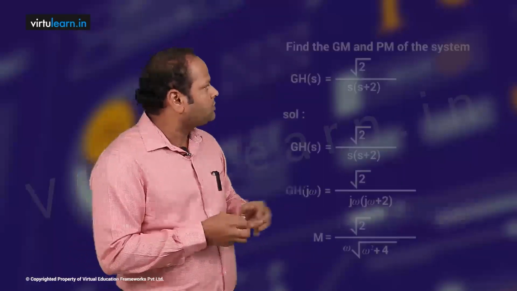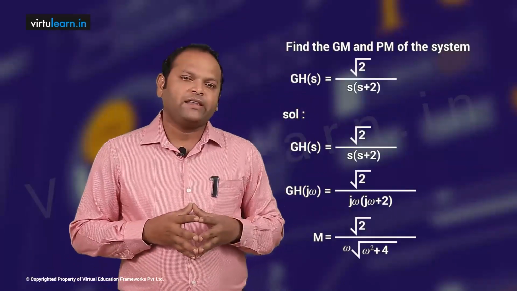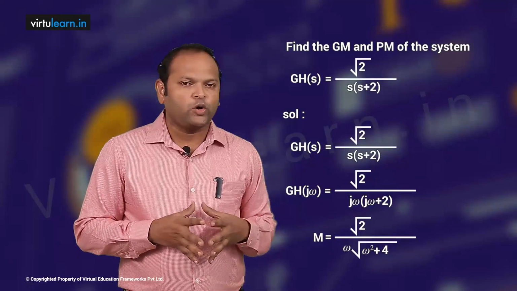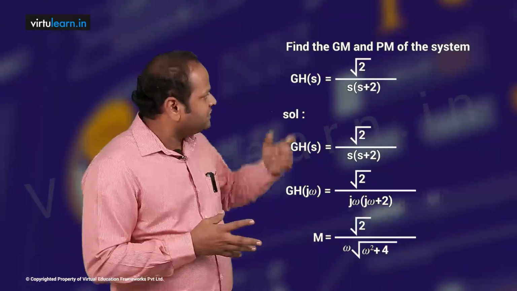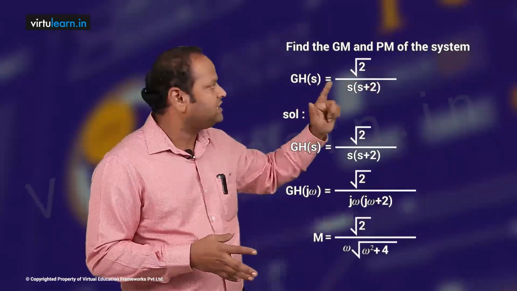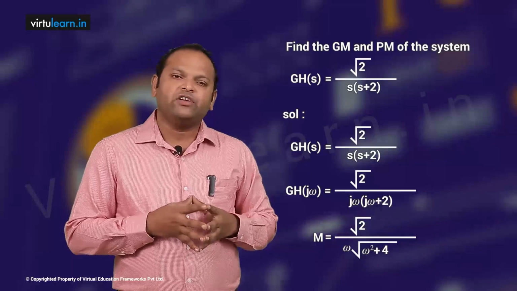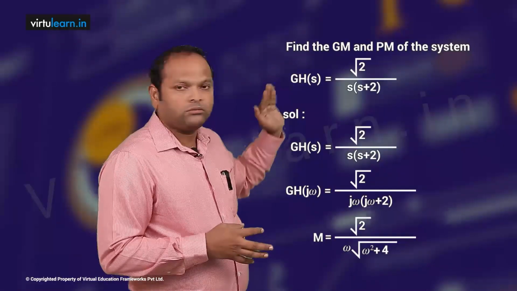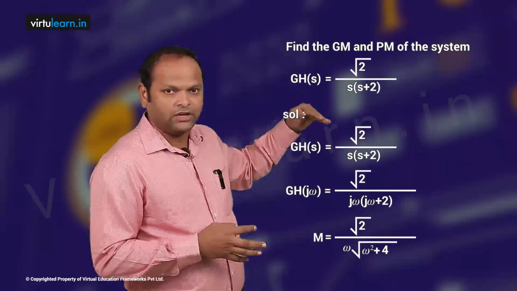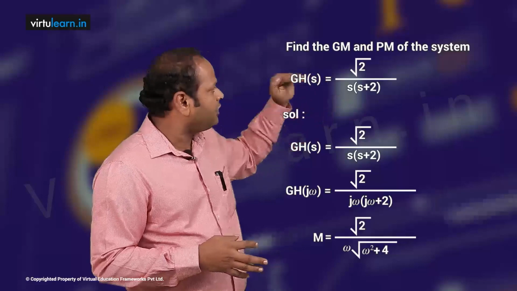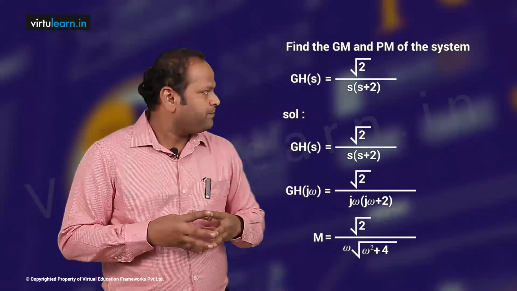Similarly, we look at another problem. The problem statement goes like this. Find the gain margin and phase margin of the system whose open loop transfer function is given by GH of S is equal to root 2 divided by S into (S plus 2), and investigate the stability of the system. So the problem statement is similar to the last one, where the open loop transfer function is given and we need to find gain margin and phase margin.